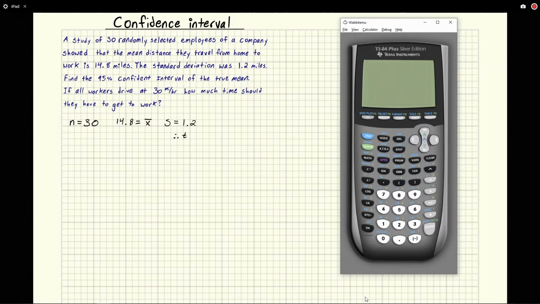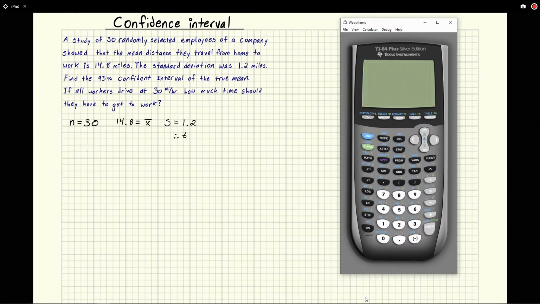All right, next up it says, find the 95% confidence interval of the true mean. So we want the 95% confidence interval of the true mean. What does that mean? Well, we have a sample mean that applies for these 30 people that we asked. But let's say that our company has 700 workers. We want to be able to use these 30 people to say something about these 700 workers.